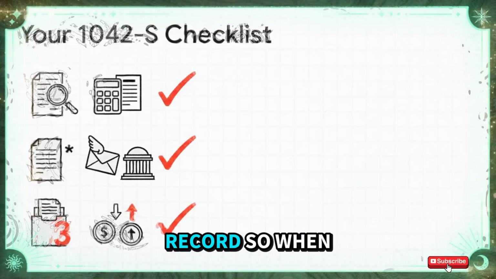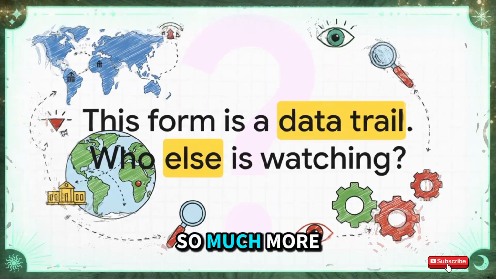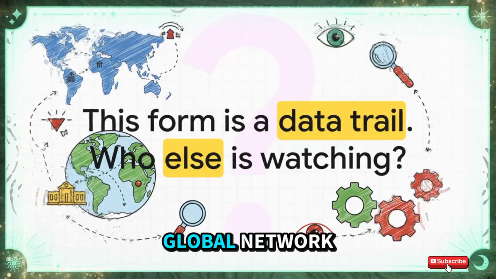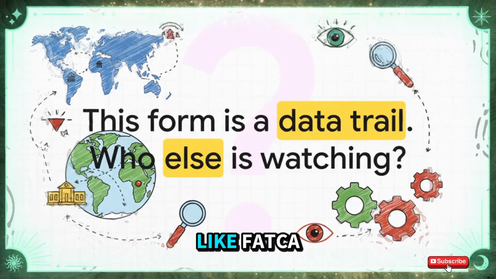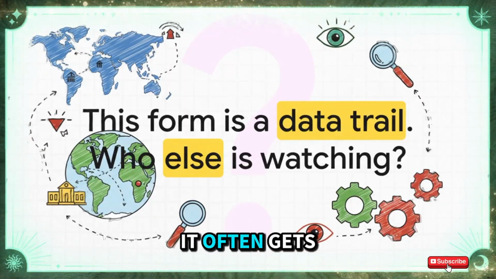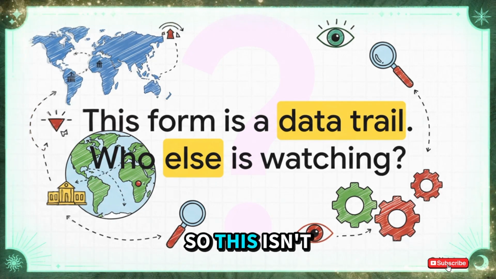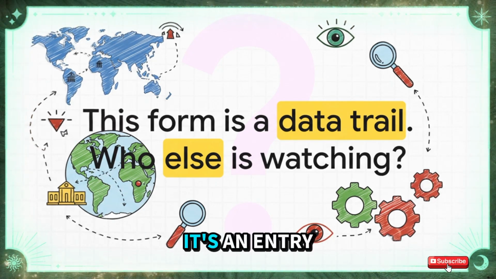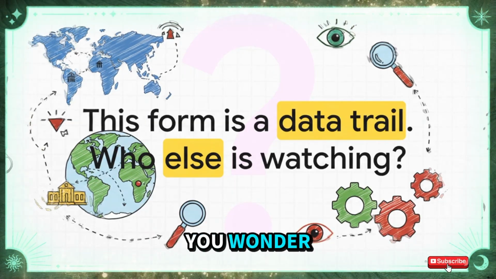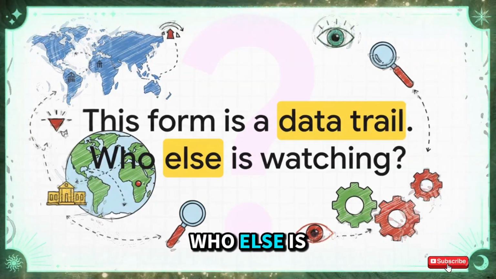It's a critical record. So when you zoom out, you realize this form is so much more than just a piece of paper. It's a node in a giant global network. Because of agreements like FATCA, the information on this form that goes to the IRS, it often gets automatically shared with the tax authorities in your own country. So this isn't some private document. It's an entry in a worldwide financial ledger, which really makes you wonder, as this global data grid gets tighter and more connected, who else is following the money?